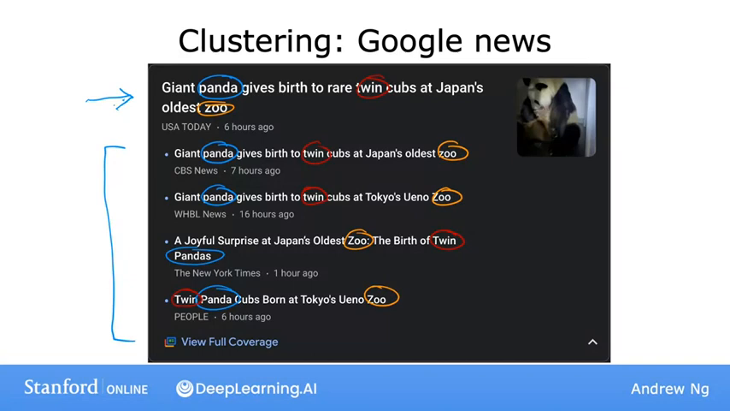Now, what's cool is that this clustering algorithm figures out on its own which words suggest that certain articles are in the same group. What I mean is there isn't an employee at Google News who's telling the algorithm to find articles that have the word panda and twins and zoo to put them into the same cluster. The news topics change every day, and there are so many news stories, it just isn't feasible to have people doing this every single day for all the topics the news covers. Instead, the algorithm has to figure out on its own, without supervision, what are the clusters of news articles today. So that's why this clustering algorithm is a type of unsupervised learning algorithm.